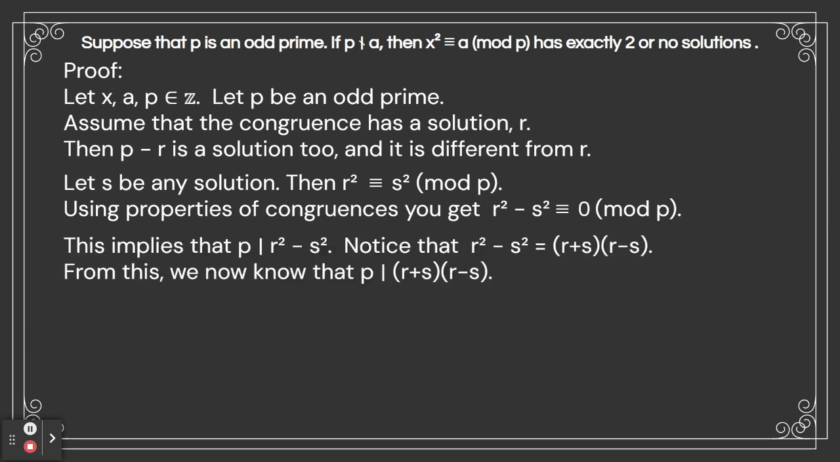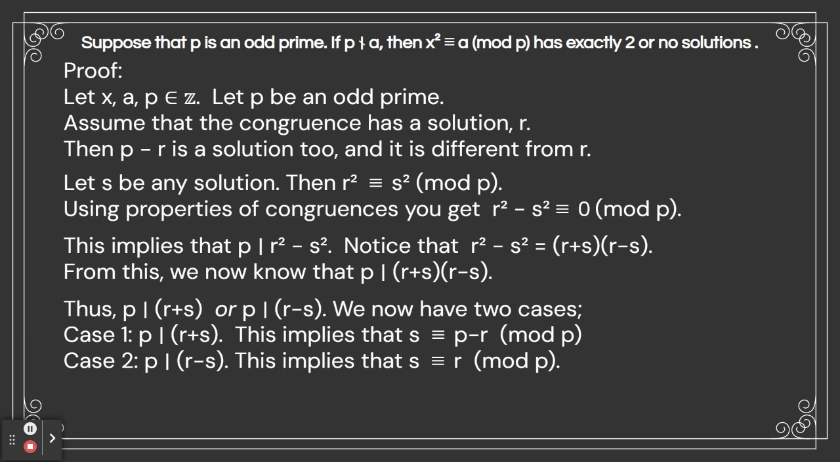From here, we can see that this would imply that there's no remainder. This would imply that P divides R squared minus S squared. We can take a moment to factor this difference of squares. R squared minus S squared does become R plus S, R minus S. I always like to think difference of squares, different signs. And from this, we could know that P would divide our factored form, R plus S, R minus S. Therefore, this gives us two situations, two cases that we need to talk about. So P would divide R plus S, or P would divide R minus S.